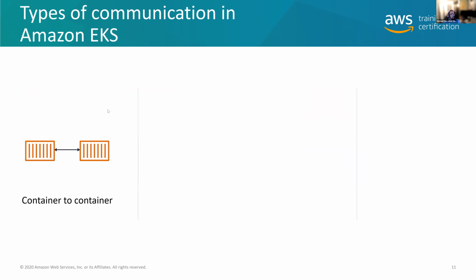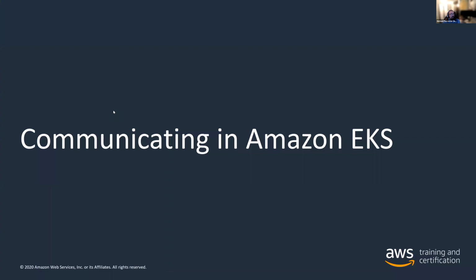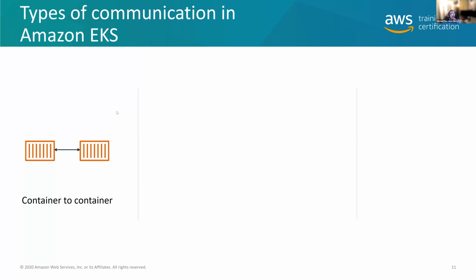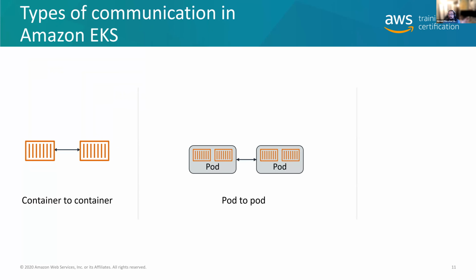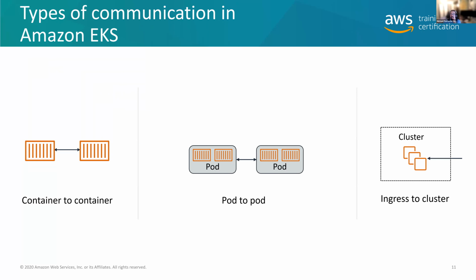Let me scroll past this really quick though. All right, but the thing to note is, how does container to container communication, how does pod to pod communication, and how does ingress into the cluster work? That's what we're really talking about when we talk about Kubernetes networking, right?